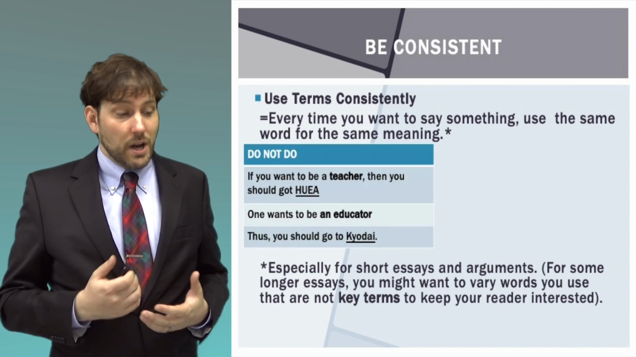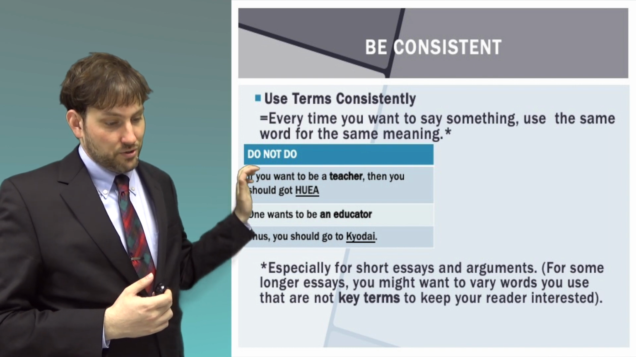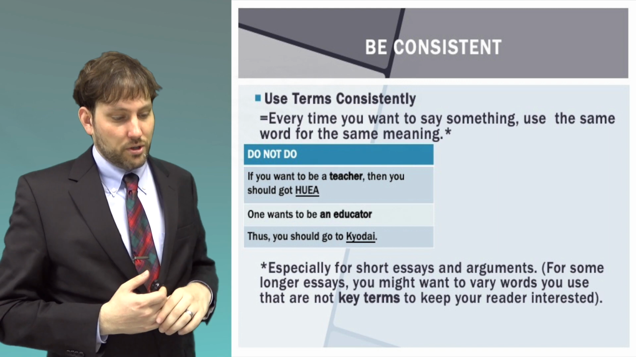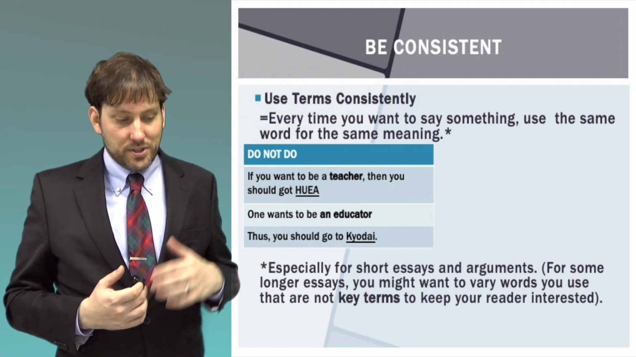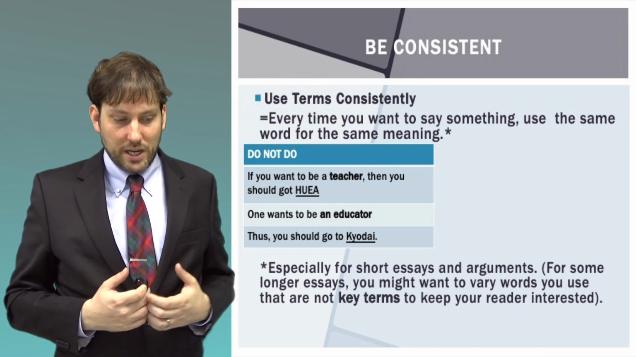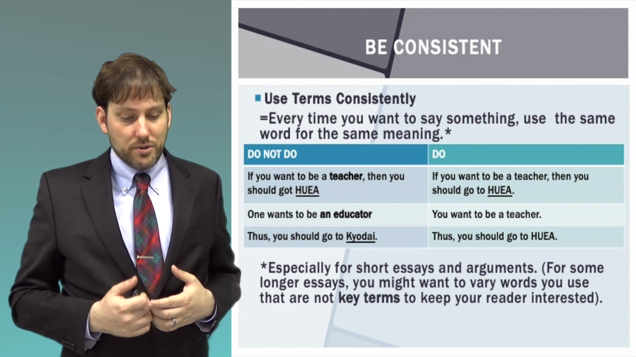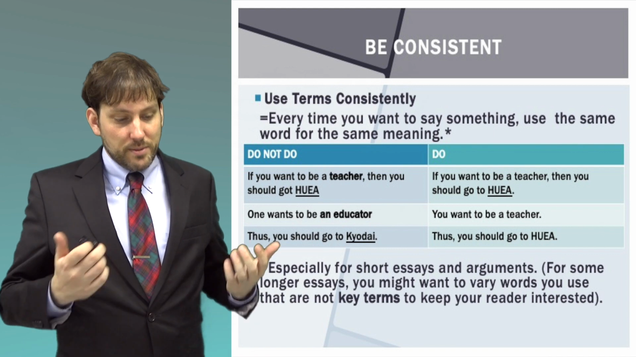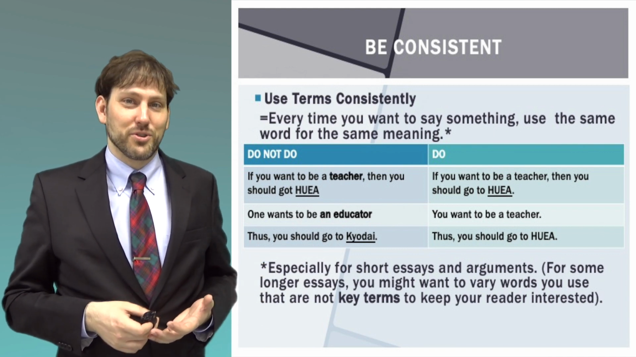So for instance, do not construct your argument this way. If you want to be a teacher, then you should go to HUEA. One who wants to be an educator, thus you should go to Kyodai. So all of these things are confusing because HUEA and Kyodai are the same thing. Educator and teacher are the same thing. So instead, we're going to want to use every term consistently, as I do here on the right-hand side. If you want to be a teacher, then you should go to HUEA. You want to be a teacher, therefore you should go to HUEA.